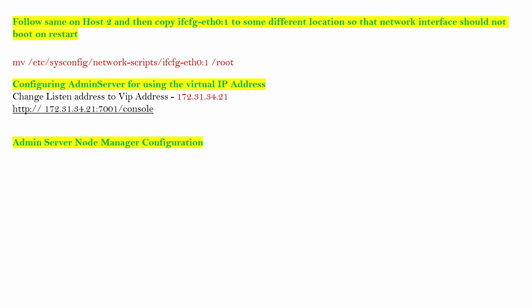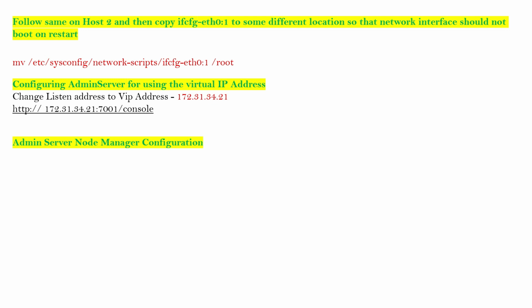Right. Now what we have to do is some admin server node manager configuration. Because we are saying that if our admin server is down on node 1, we are going to migrate it onto machine 2, that means certain configuration files need to be accessible from both machines.